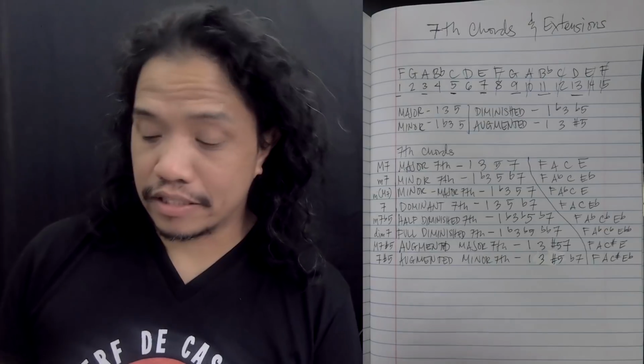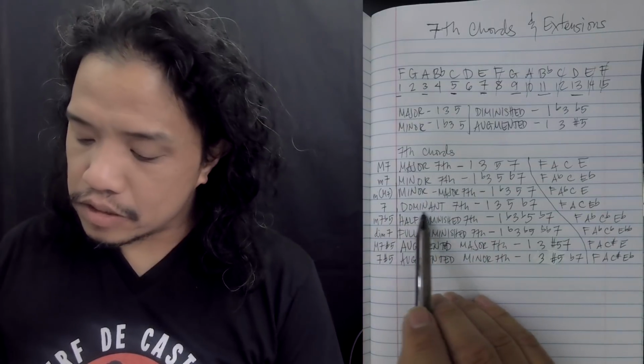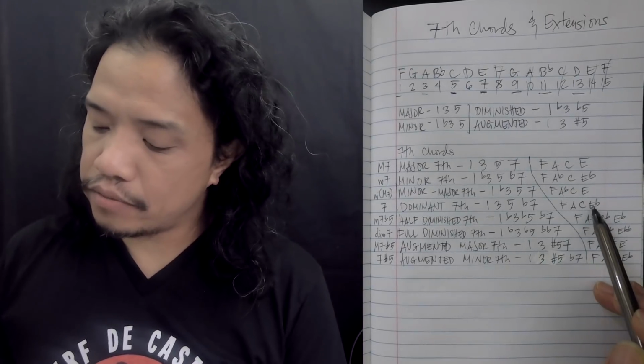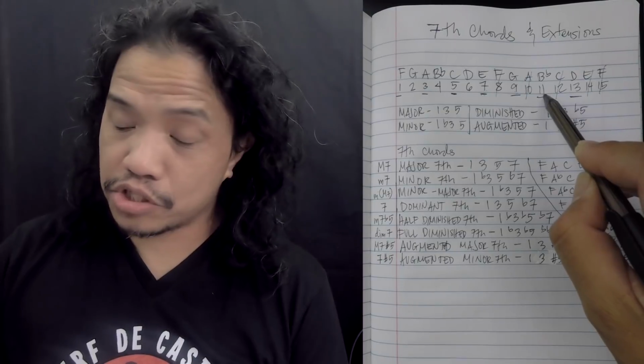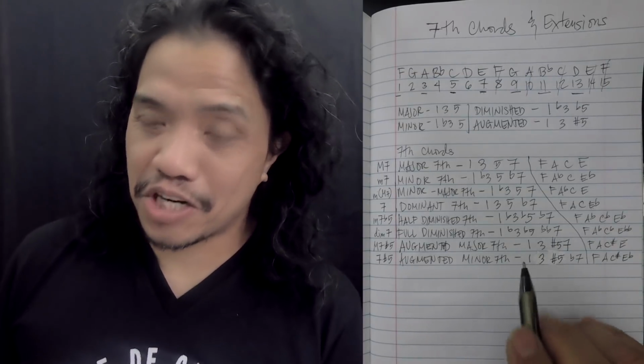Let's try another one. F7 sharp 11. Okay, so an F7 sharp 11 would be the spelling of the dominant 7th chord, which is F, A, C, and E flat. And we're going to add the 11, which is a B flat, and sharp that, which turns it into a B. So that will be an F, A, C, E flat, and a B. So that's your F7 sharp 11.